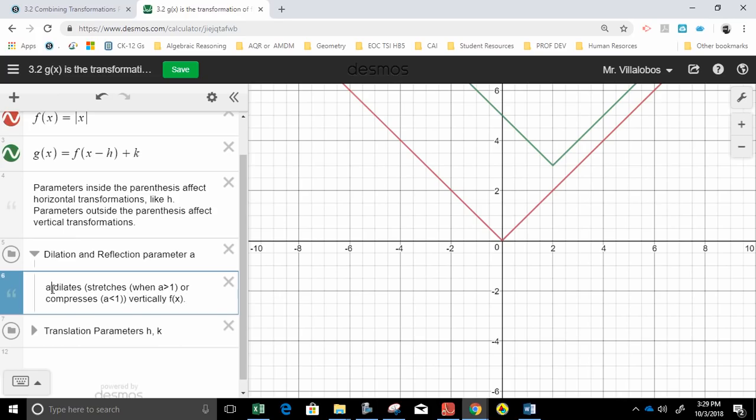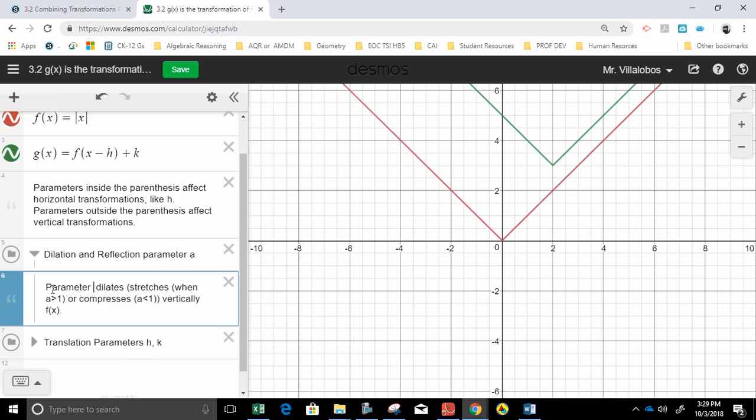Okay. Parameter a dilates, stretches when a is greater than 1 or compresses. You know, that's too many parentheses. I'm going to go like this. Or compresses when a is less than 1 vertically f of x. Okay, that's some clumsy English. Okay, so parameter a dilates or stretches.